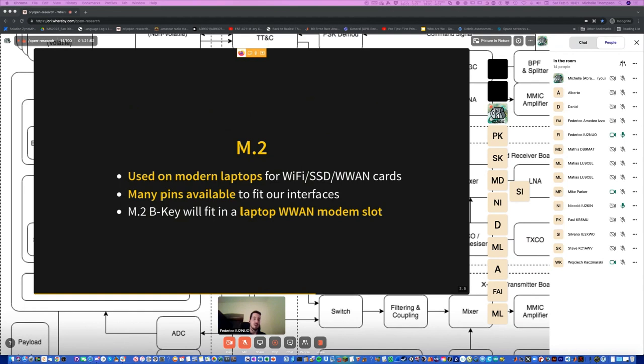Maybe around 40 pins. And also, if we pick the M.2 B key, which is a particular notch configuration of the connector, our module will fit in a laptop modem slot, which is really great, because you can just add an FM and multi-protocol transceiver module to your laptop without doing any ugly modifications. You just have some predisposition by the manufacturer.